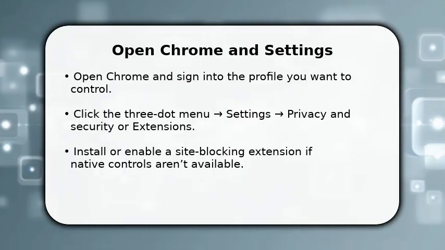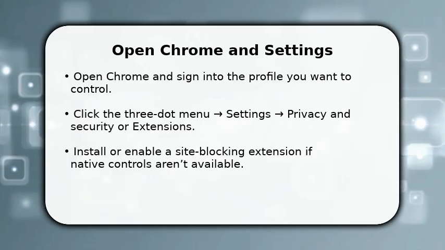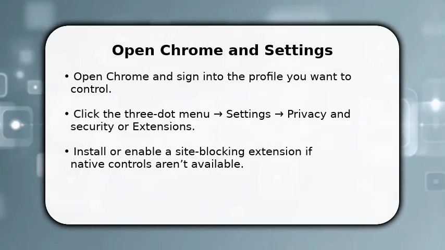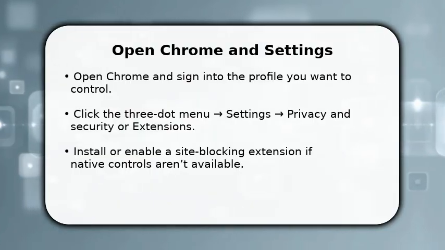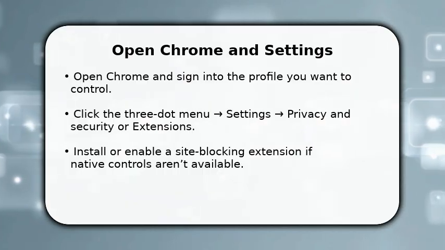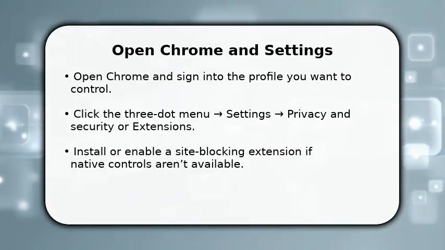You'll start in Chrome with the profile you intend to lock down. First, open the three-dot menu at the top right and choose Settings. This takes you to Browser Controls. Once in Settings, go straight to Privacy and Security or Extensions, depending on your Chrome version, to locate Site Controls.